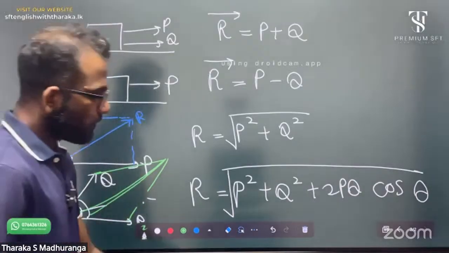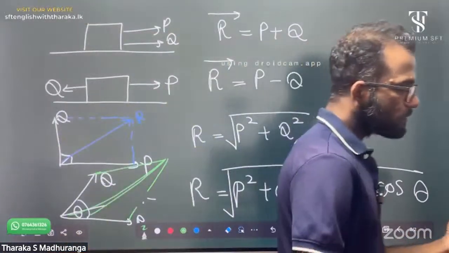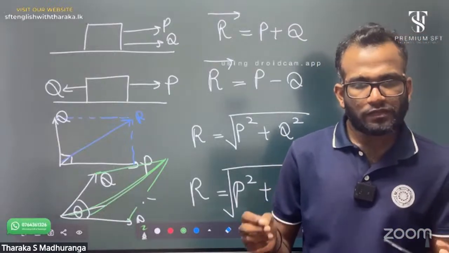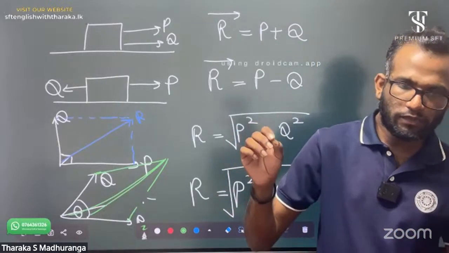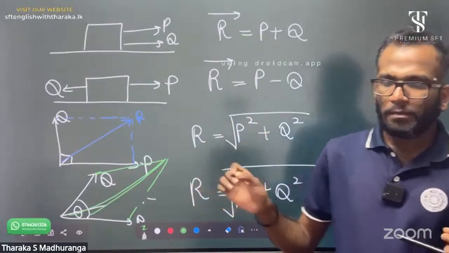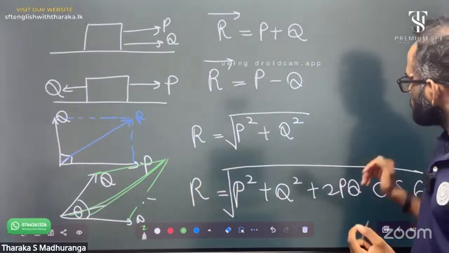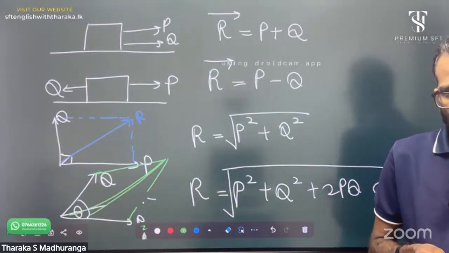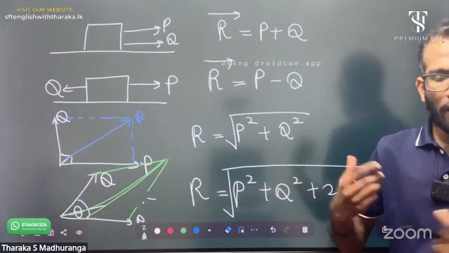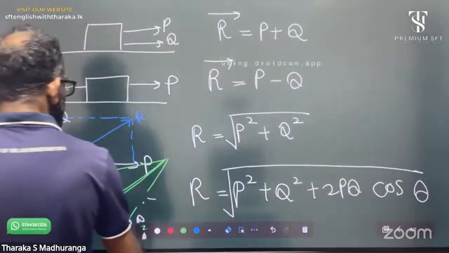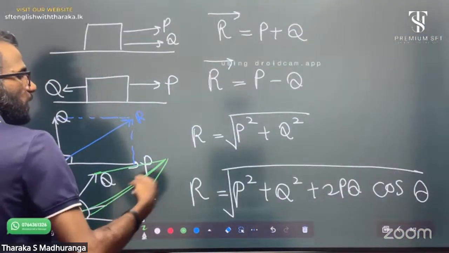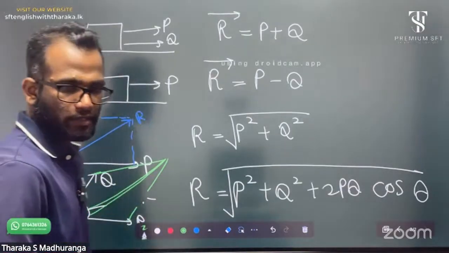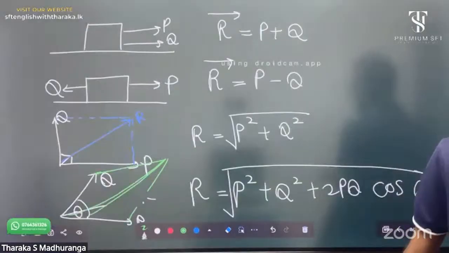Then how do we get the resultant force of two forces at less than a 90 degree angle? R squared equals P squared plus Q squared plus 2PQ cos theta, complete square root. How do we get this practically? Complete a parallelogram and get the length of the diagonal.